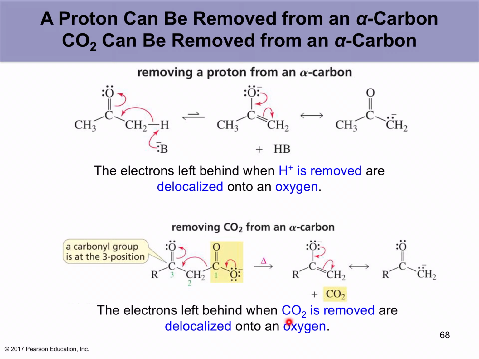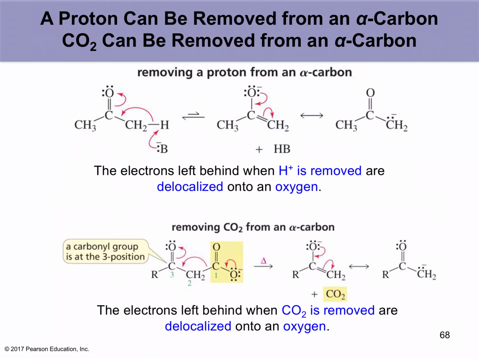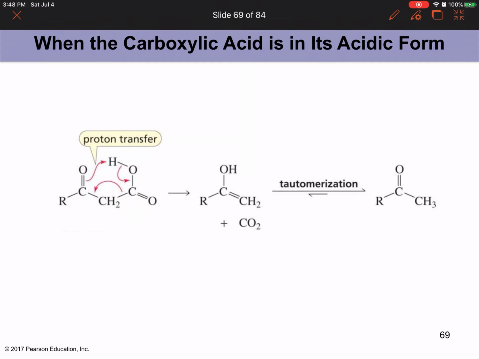Electrons left behind when carbon dioxide is removed are delocalized onto an oxygen. It is easier to remove a proton when the carboxylic acid is in its acidic form. Acidic form is when the carboxylic acid is protonated. This form is the basic form, meaning the hydrogen is lost.